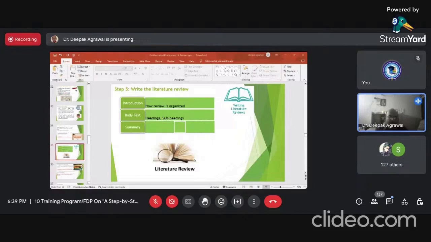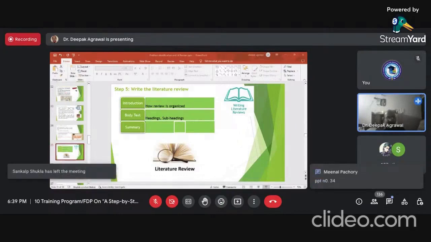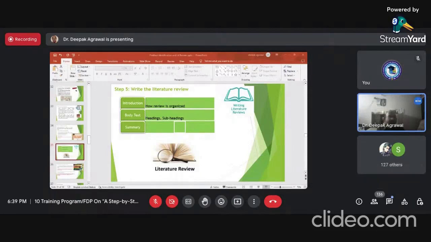Once you have collected the data and gone through the various papers, which is the most time-consuming process among all the steps in a literature review or developing a paper, now it is necessary to develop a literature review. We can classify it into three broad categories. One is the introduction of the review. Secondly, it indicates how your review has been organized. The chapter will contain the body text, which includes headings and subheadings. It may be further classified.